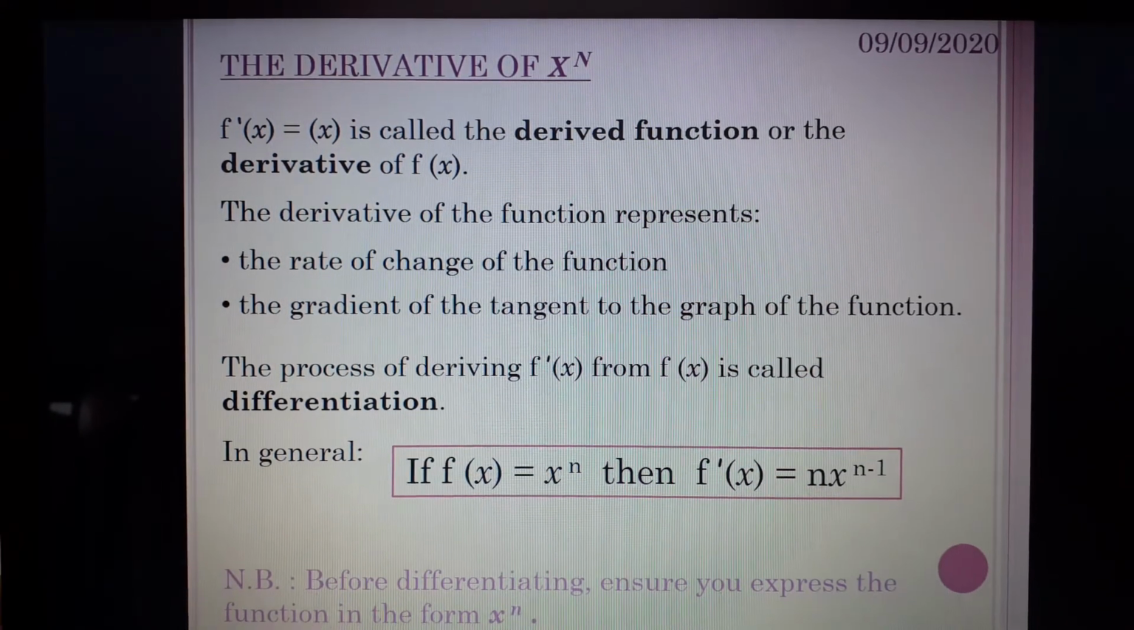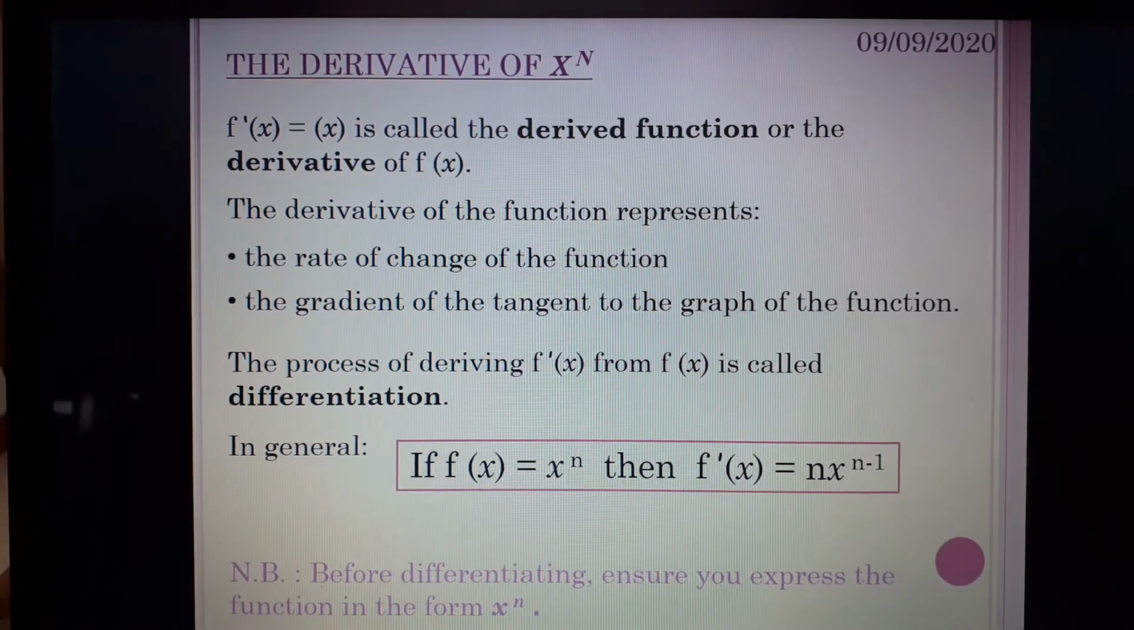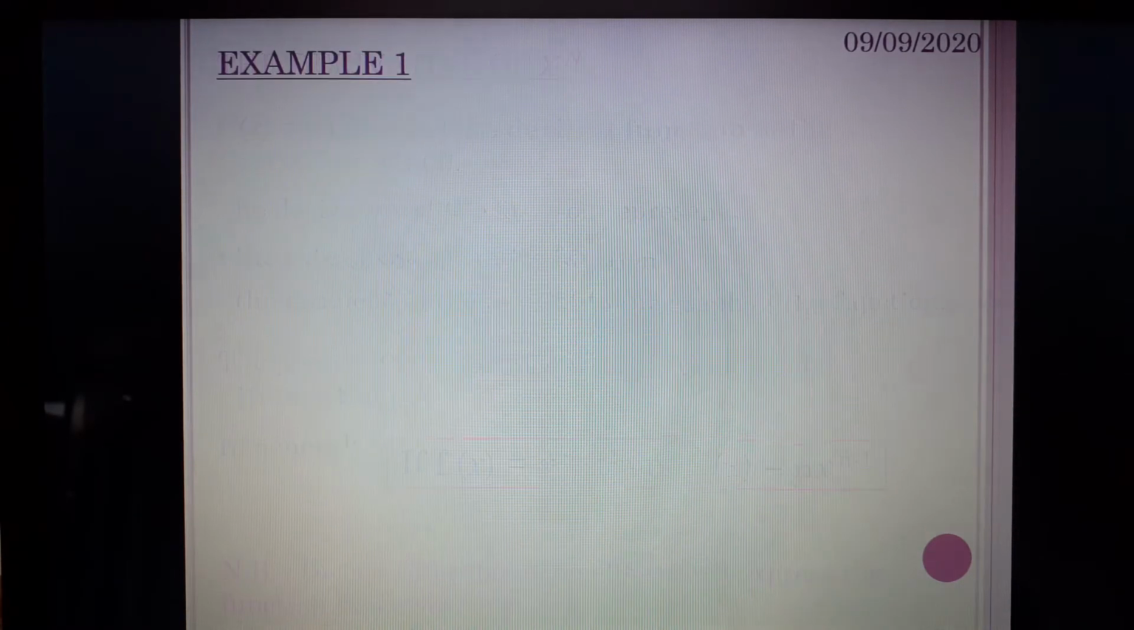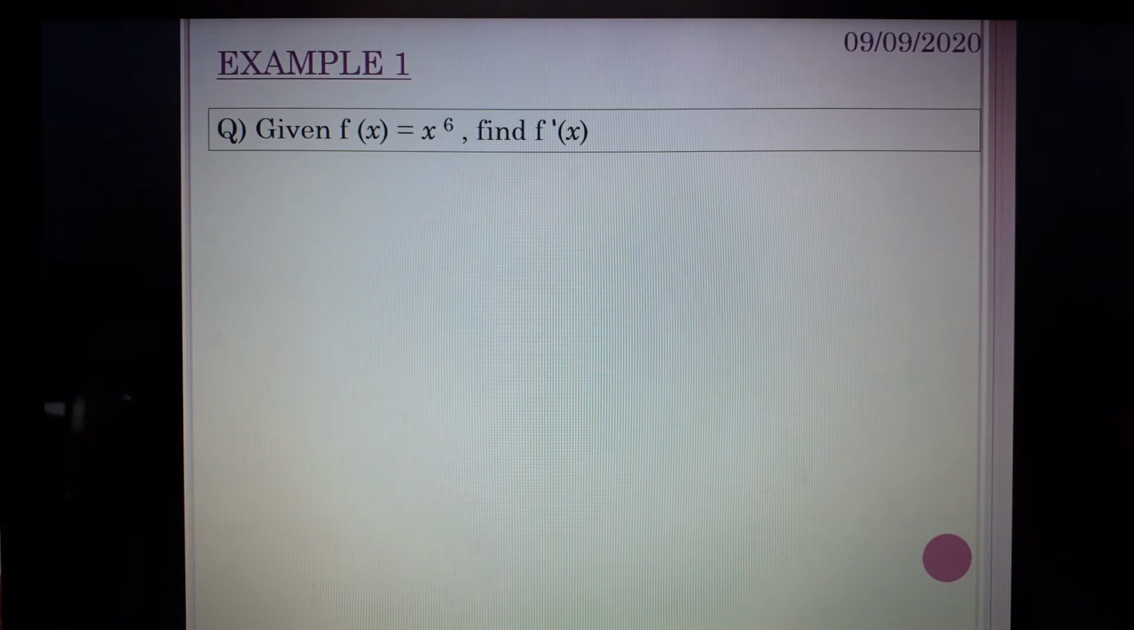Before differentiating, ensure you express the function in that form, x to the power of n. And I'll show you some examples where it's not expressed like that and we have to change it. So copy this example down. It starts off really nice and easy. If f of x is equal to x to the power of 6, find f dashed of x. So remember, we multiply by the power and we subtract 1 from the power.